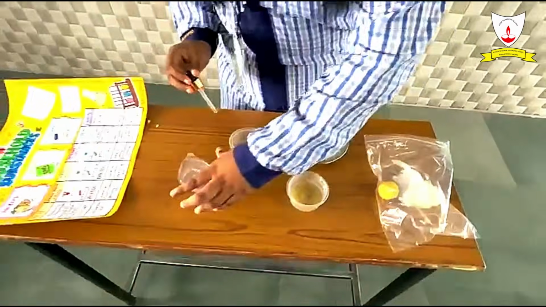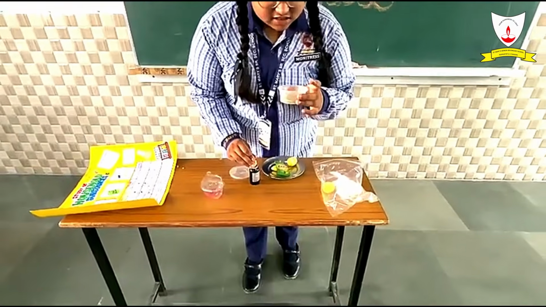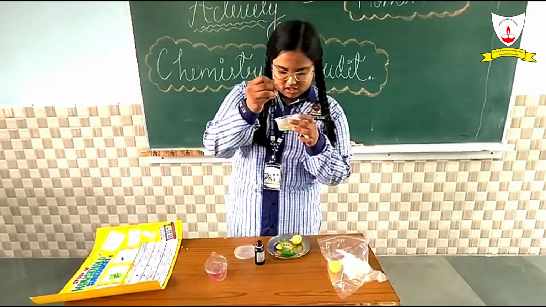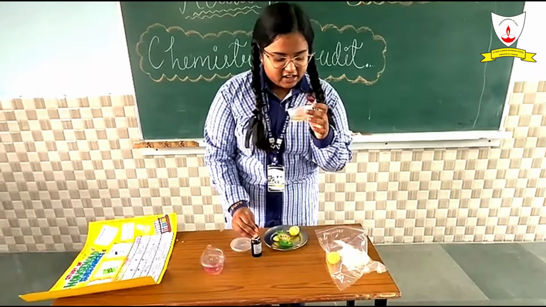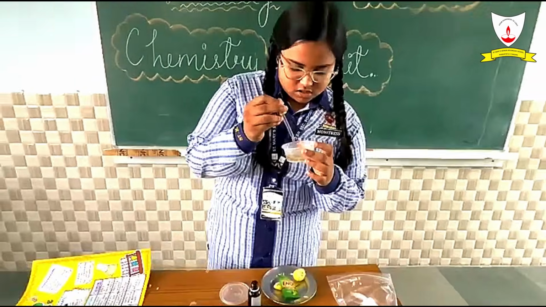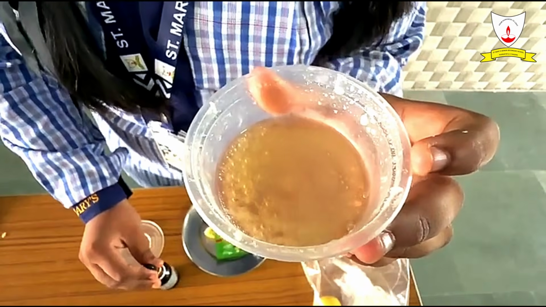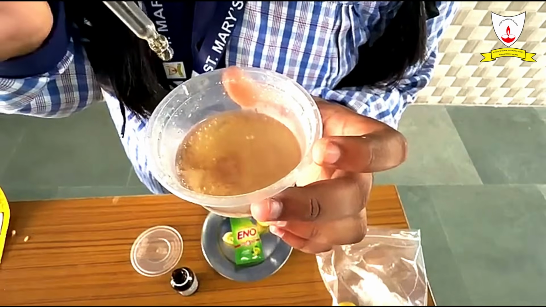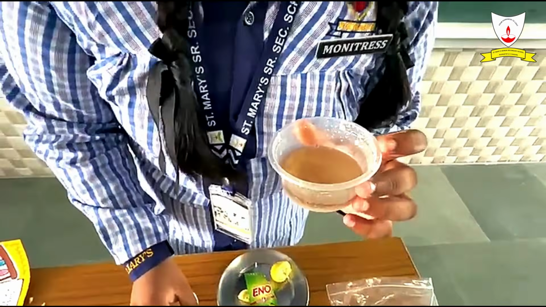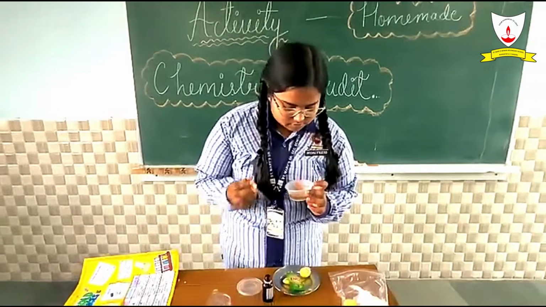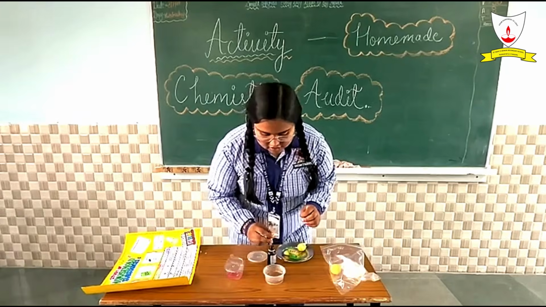Now come back to the Eno. We can see that it has shown a slight change in its color. It will turn green after some time, once the fizzing is stopped. It has turned a yellowish green.